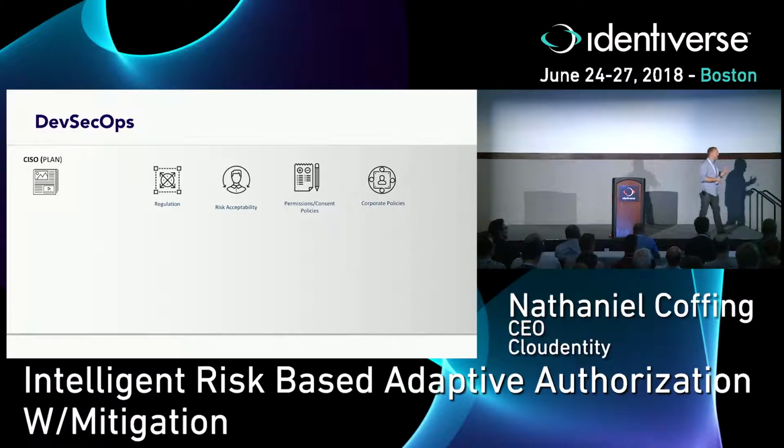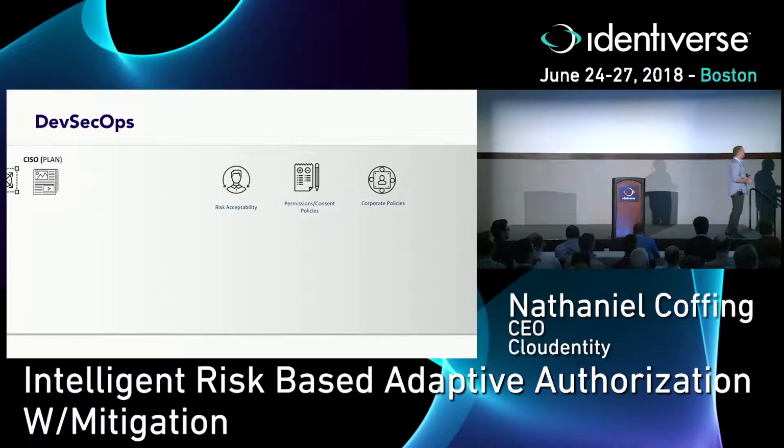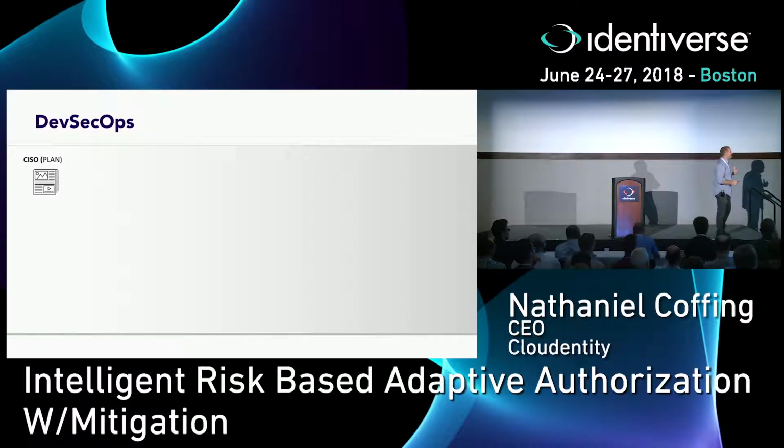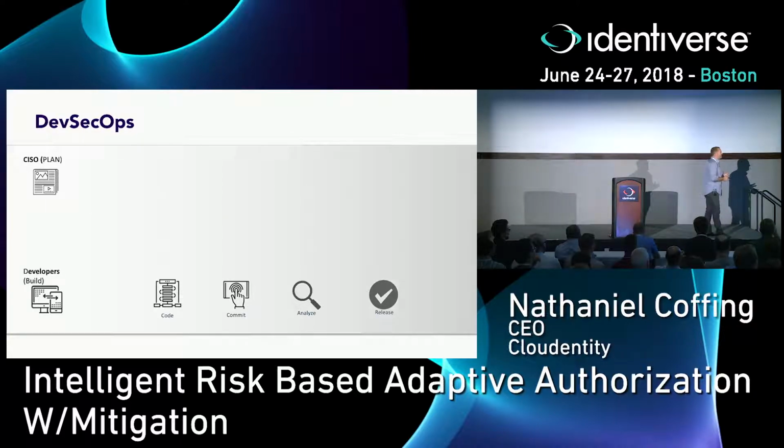So we think about DevSecOps, right? We're following, in this case, the plan, build, run model. From a CISO perspective, I've got all my regulations, my risk acceptability, my permission consent policies, corporate policies, right? And I'm moving all of those into my CISO's plan. And then from a developer model, I've got kind of the same thing. You'll notice this is very similar to a CI/CD pipeline on the developer side.